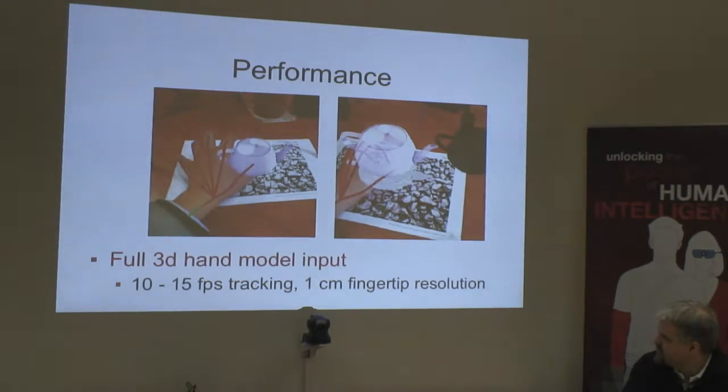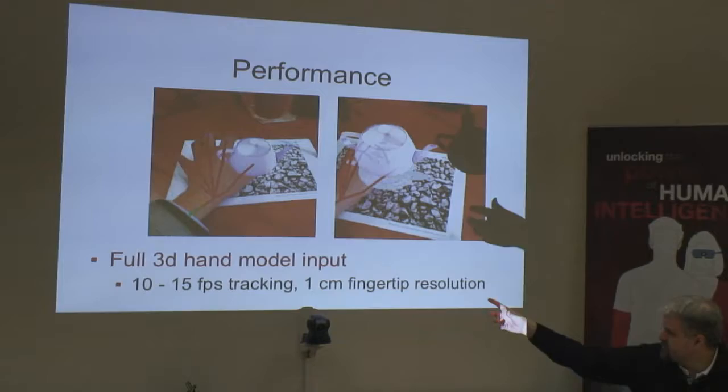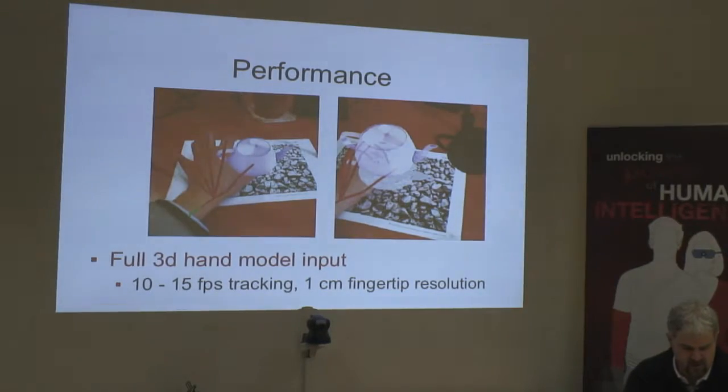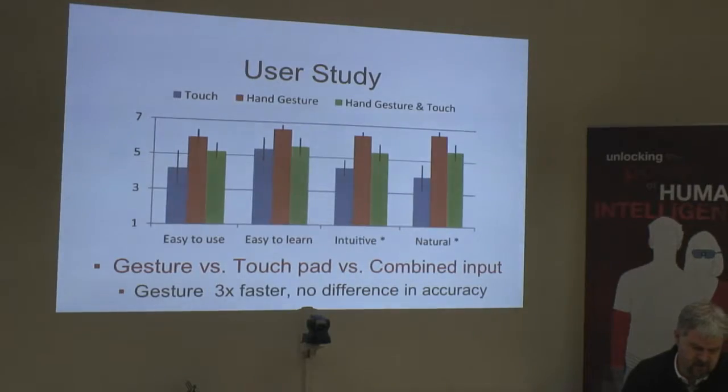And this one will work at about 15 frames per second, with about 1 centimeter resolution accuracy. We did a user study to see how input with this compares to input using a touchpad for positioning objects, or combined input. We found that using the gestures with the glasses was about 3 times faster to position an object than using the touchpad to move it around.